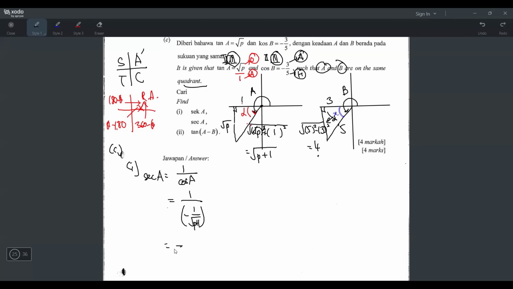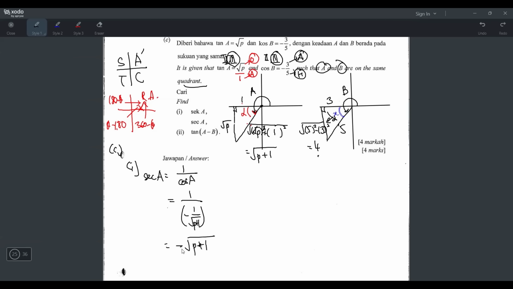So, wait. Sec A is 1 over cos A, right? Okay. And then sec is 1 over cos. 1 over cos means cos A. Cos A is this one. The adjacent is 1. The hypotenuse is 1 over square root p plus 1. And then when you flip it, because 1 divided means you flip it, so it becomes negative square root p plus 1. So this is the answer, right?